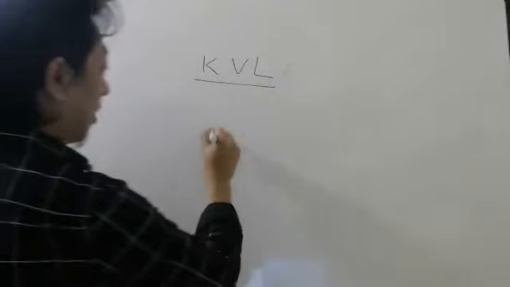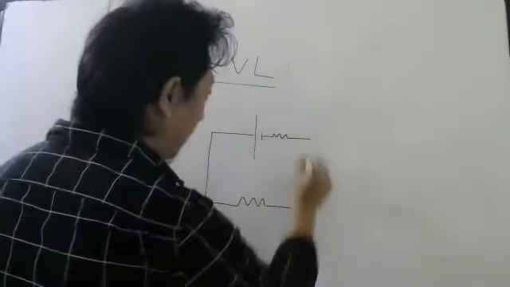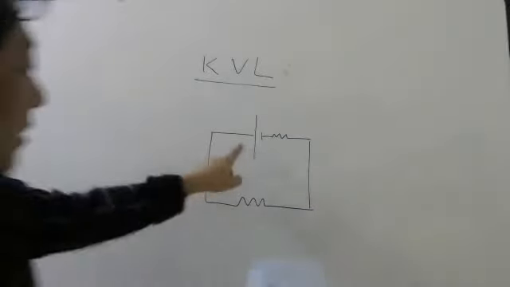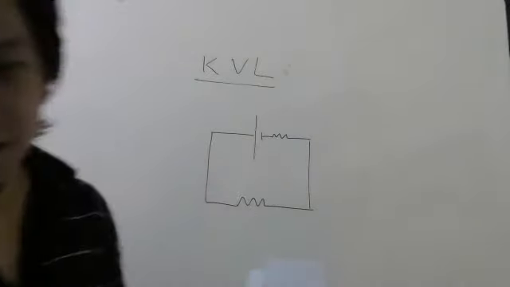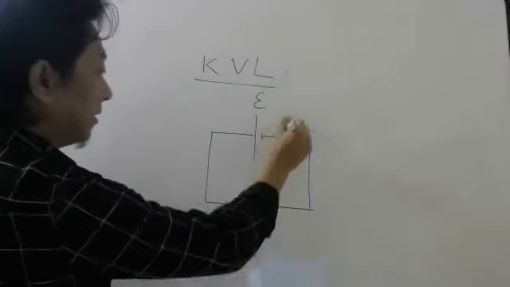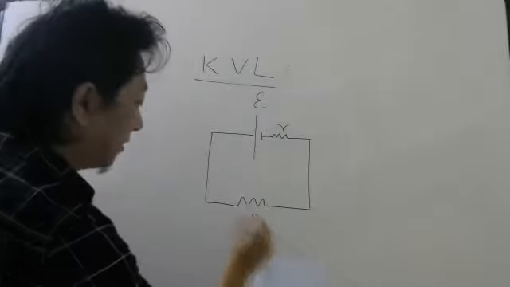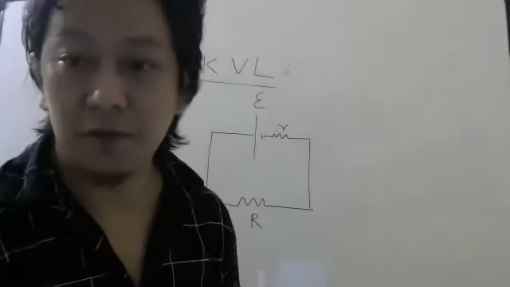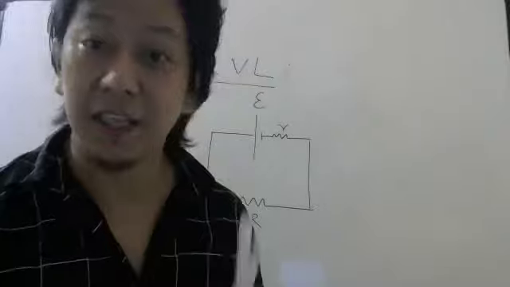So let us quickly use Kirchhoff's voltage law once more in this circuit. Suppose you have a battery, an internal resistance, and an external resistance. Every battery will have some EMF and some internal resistance, and this is the external resistance. Using Kirchhoff's voltage law, you usually find the current in the circuit.